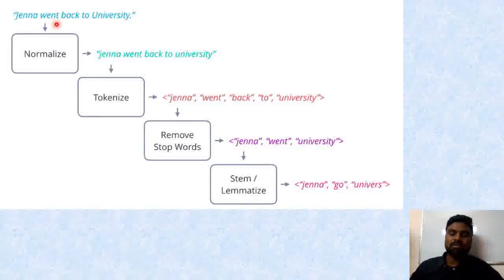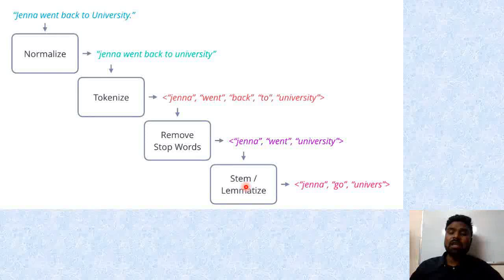So there was a sentence, suppose Jenna went back to university. So first we do text normalization, जिसमें सारे को हमने lower case में लिख दिया, small letters में. After tokenization, you can see every token is separately written, and then we remove the stop words. So what are the stop words here? Back and to. So only we have taken the important words. Jenna went university. After that, we did stemming and lemmatization. So Jenna का तो Jenna ही रहेगा, went का हो गया go, okay, that is the stem or base word for went. University का हो गया universe, okay.